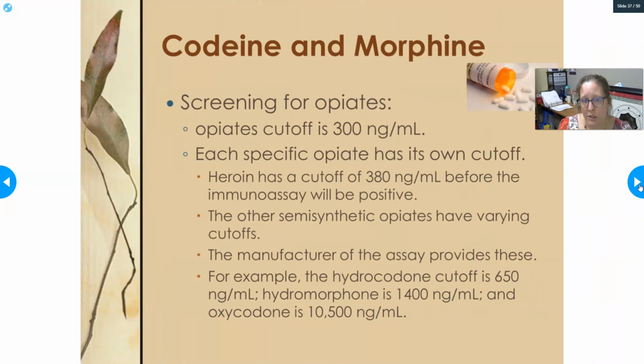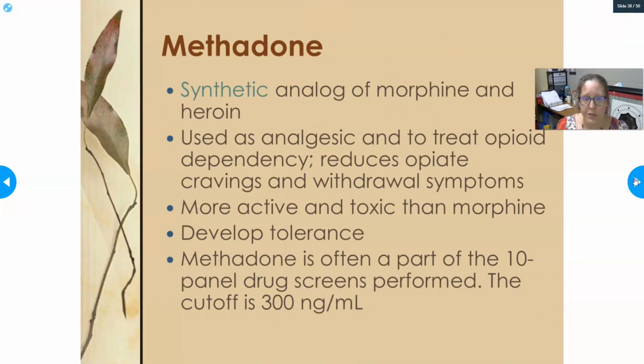To screen for opiates, the general opiates cutoff is 300 nanograms per ml, but then if specific testing is requested, each specific opiate has a different cutoff. So heroin has a cutoff of 380 nanograms per ml before the immunoassay will be positive. The other ones have varying cutoffs. For example, hydrocodone is 650, hydromorphone is 1400, oxycodone is 10,500. So the manufacturer of the assay will provide the cutoffs if those are needed for information for the physician.